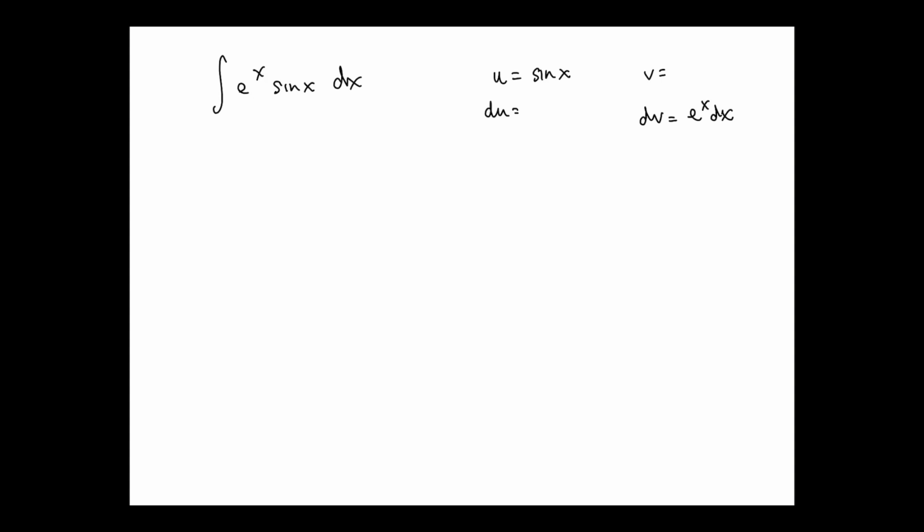So we get cos x dx, and then we get e to the x there, and the integration by parts rule says we'd have uv, so e to the x sine x minus the integral of v du. Okay, great. Right, so we just changed the integral from one thing to another. What's the problem?